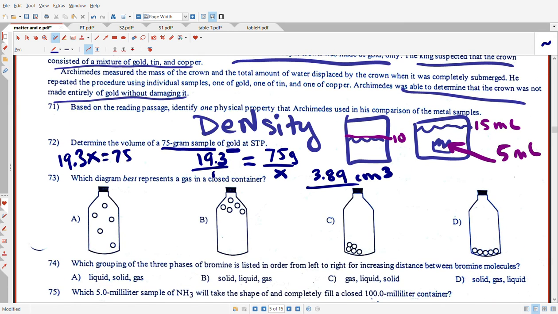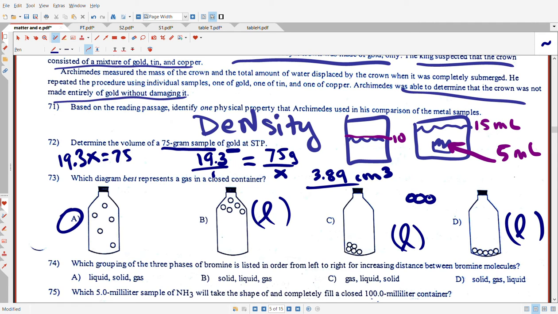Which diagram best represents a gas in a closed container? Well, this one looks like a gas to me. These are close together, so I'm going to say liquid. These are close together. I think all the other ones are liquids. Why are they not solids? Because a solid is a regular geometric pattern. They'd be all stuck together like that.